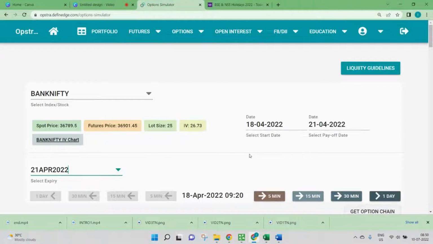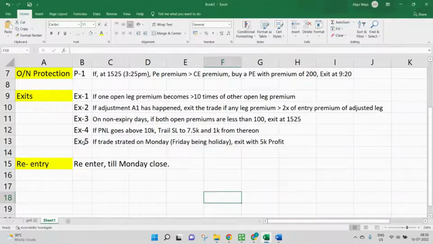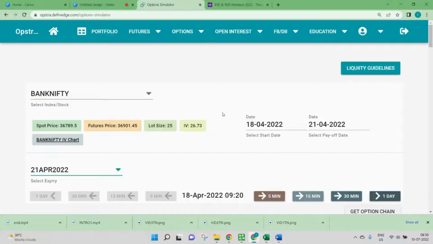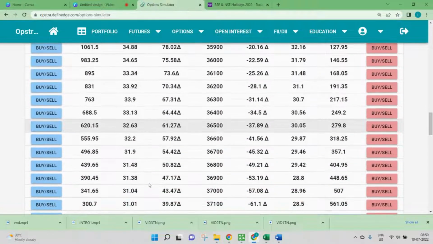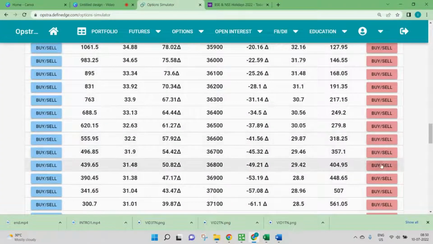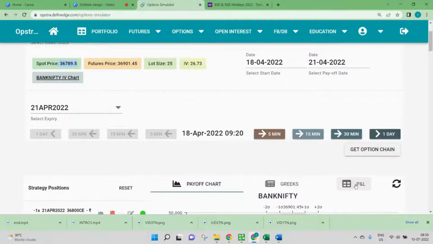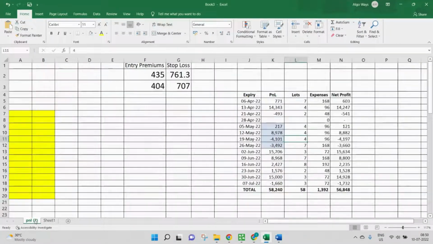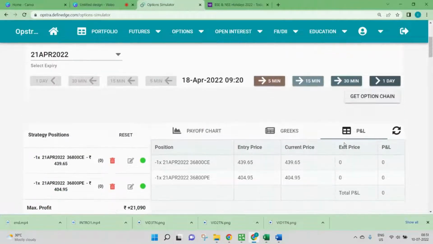So now since we are starting the trade on Monday, you refer to the condition that if we start on Monday, if we get 5,000 rupees, we have to exit the trade. Simple. So let us see. We have 36,800 spot. So 36,800 we sell. We record the premiums, 439, 404. Premiums are low because we are starting on Monday. So stop loss will be 700. Till then we can move quickly.